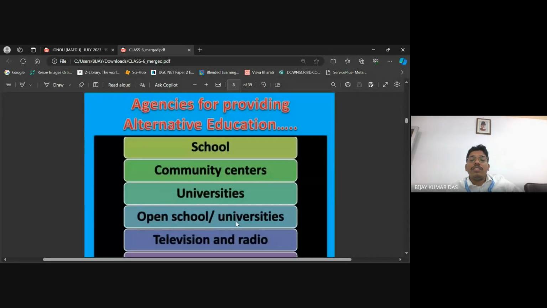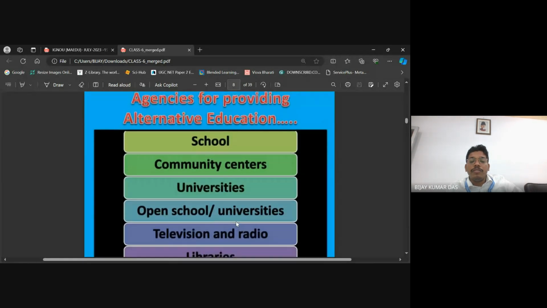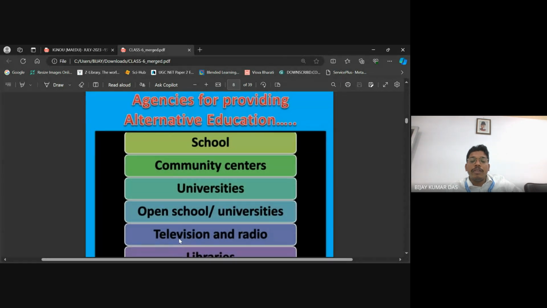So, who are the agencies providing the alternative education? Who will provide you this kind of education? When we talk about this, you know that school is providing us. School library, so many things, you know. In the library we are attending journals, exhibitions, library, book fairs, and we are also learning.